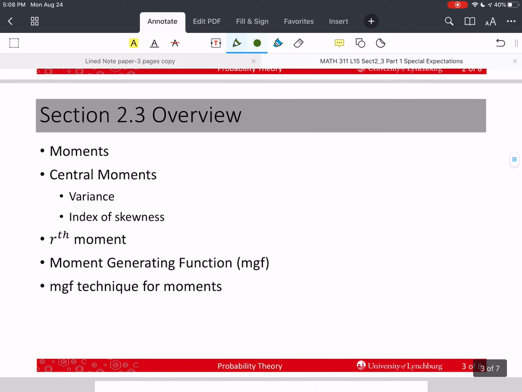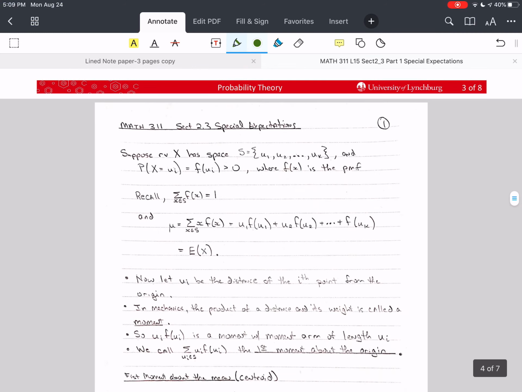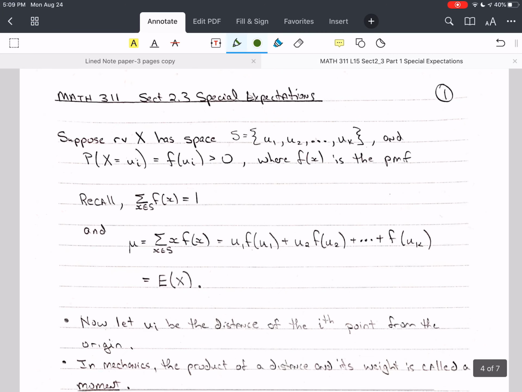And so let's give an overview of this section. We're going to define moments, which are related to expectation, of course, including central moments, which include our variance, the index of skewness, the rth moments, the moment generating function, as I alluded to, and the moment generating function technique for central moments, or for moments, yes.